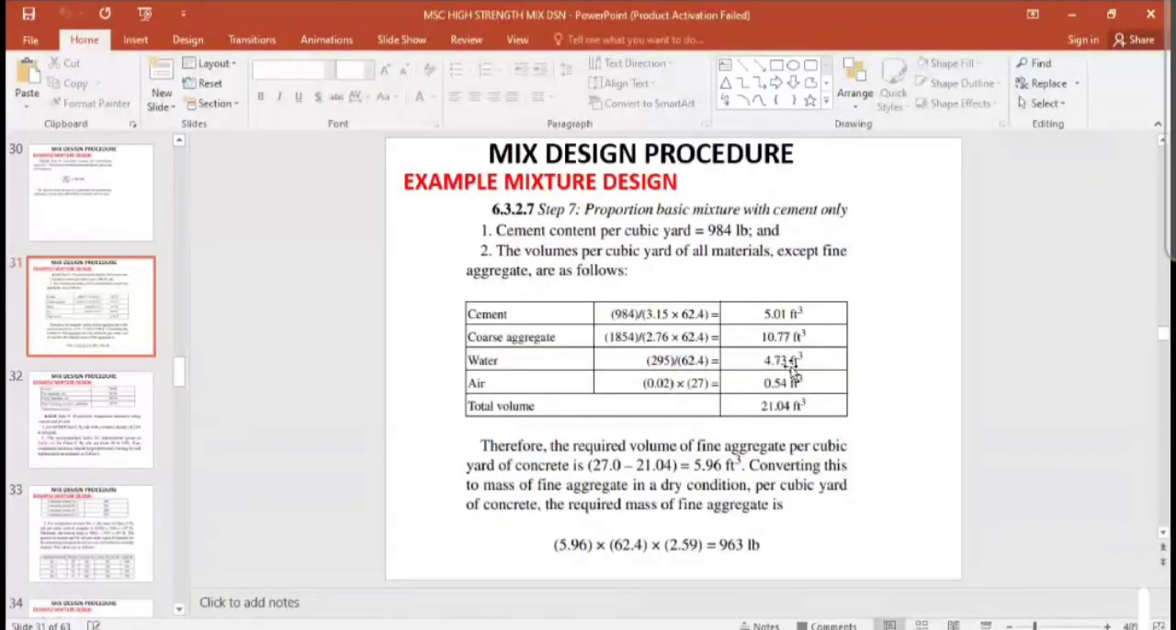Yes, sir. When we design for unit volume, we have found out three volumes. We have found out the volume of cement, coarse aggregate, we have found out the water volume, we have found out the air volume. So we subtract the total volume we have calculated through these ingredients out of the 27, and then we multiply it with the specific weight.